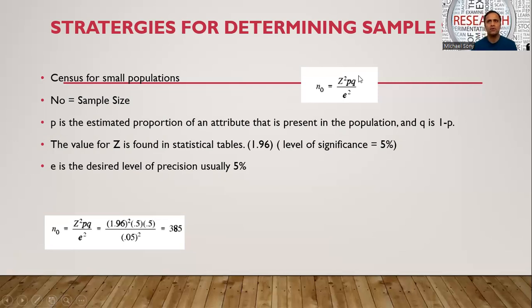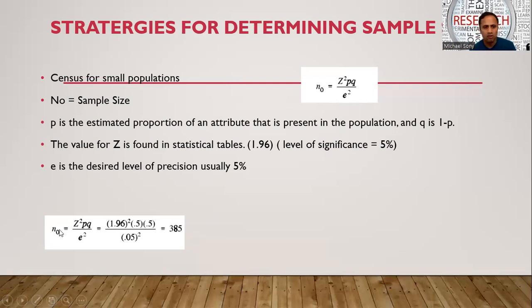In case you don't know the population proportion, it is good practice to keep P equal to 50% and Q equal to 50% so that the sample size would be the maximum. And E is the level of precision. In this case, usually E is around 3 to 5%. When you use this formula, you get a sample size of around 385.